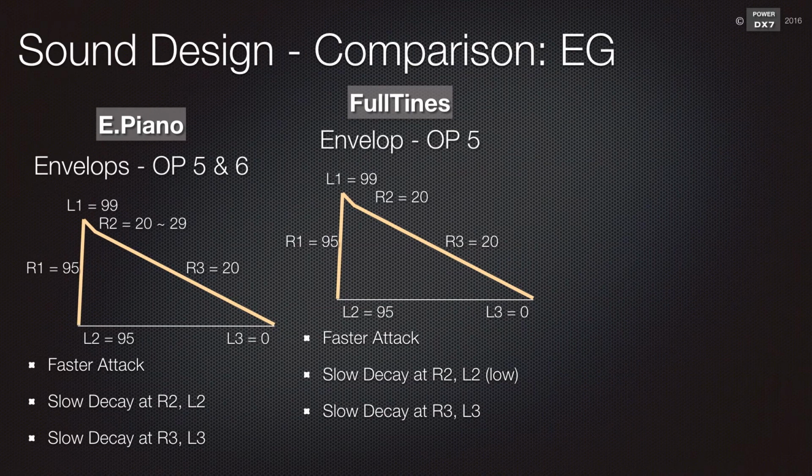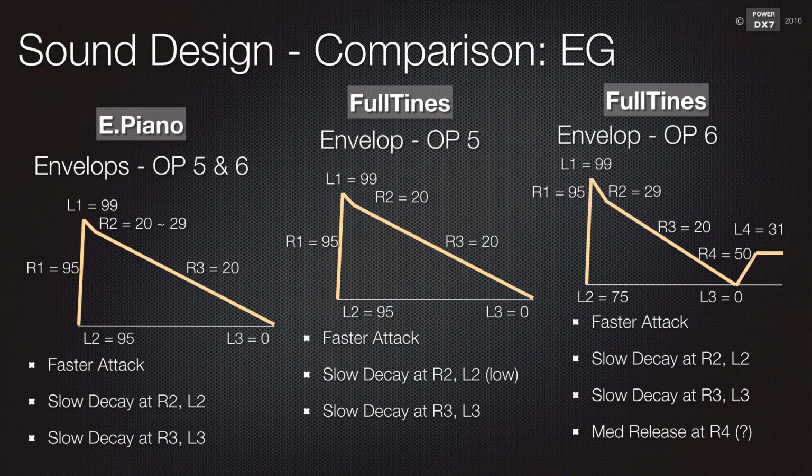For Fulltines, an envelope for operator 5 is the same as that of E.Piano 1. However, operator 6 has a different envelope. It has fast attack at maximum level. It has slow decay at rate 2 at a slightly lower level 2, which is 95. It is designed to have a slight attack tone only.